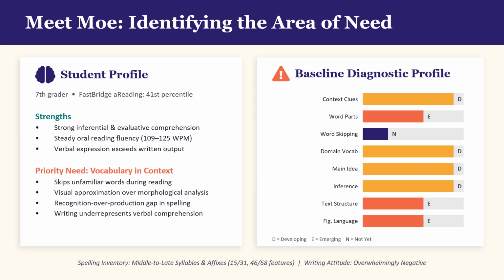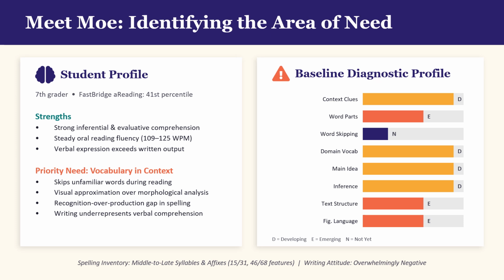So my student was Mo. He is a 7th grader, and his ELA teacher forwarded me his FastBridge scores ahead of my tutoring sessions with him, and they placed him at the 41st percentile. When I began working with him, his profile started to reveal something interesting, that he's a strong thinker who struggles to show it on paper.